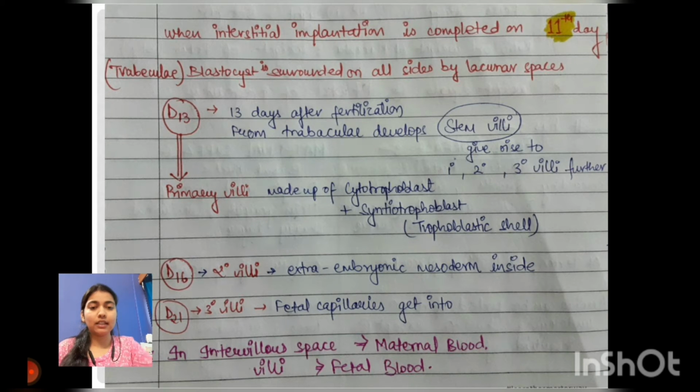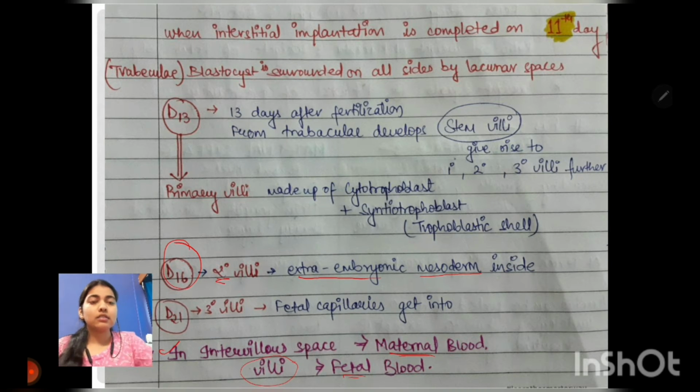On day 13, the primary villi develop, made up of cytotrophoblast and syncytiotrophoblast, forming a trophoblastic shell. On day 16, the secondary villi form, when extra-embryonic mesoderm enters inside the villi. On day 21, tertiary villi form. Tertiary villi represent the fetal capillaries getting into the placenta. In the intervillous space the maternal blood is there, and in the villi the fetal blood is there.